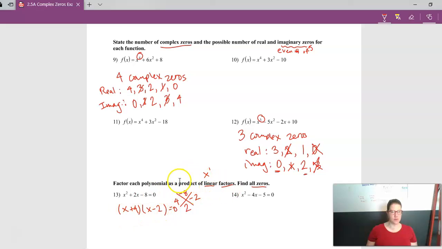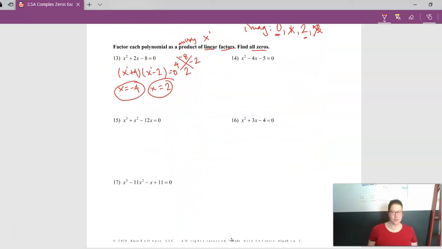Remember, product means multiply, and linear factors are these, each of these in the parentheses is a factor, and they're linear because x is to the first degree on both of them. So this is the product of linear factors. Now to find the zeros, we set each of these equal to 0 and solve for x. So the actual zeros would be 2 and negative 4. Number 14 is pretty much exactly the same thing, so I'm going to skip that one.